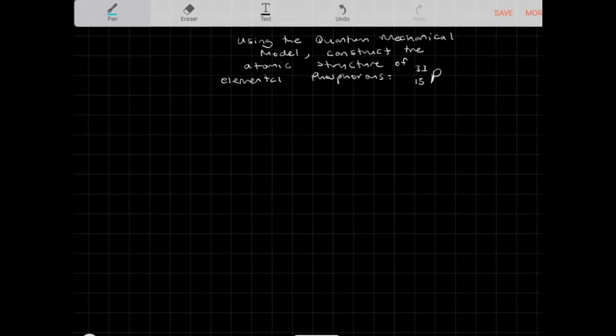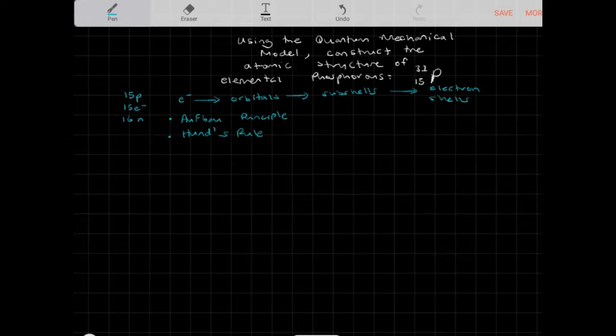Okay, using the quantum mechanical model, construct the atomic structure of elemental phosphorus. So once again, elemental phosphorus means that we have 15 protons but 15 electrons as well. Same number of electrons as protons. We have 16 neutrons, right? I'm going to account for these 15 electrons. Now when we're looking at the electron location using the quantum mechanical model, electrons are located in orbitals. Orbitals come together to form subshells, and subshells coalesce together to form electron shells.